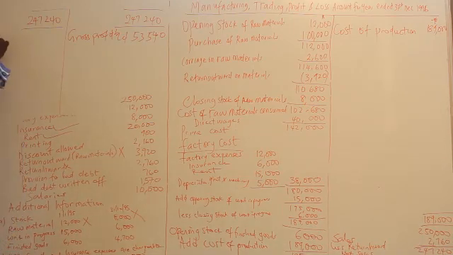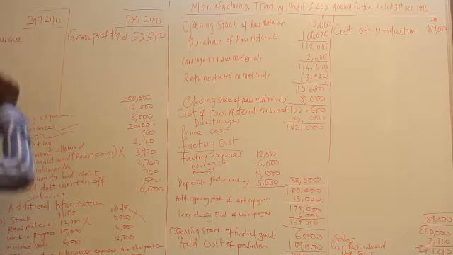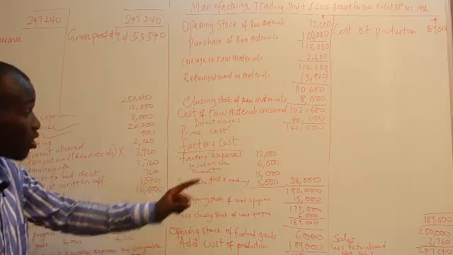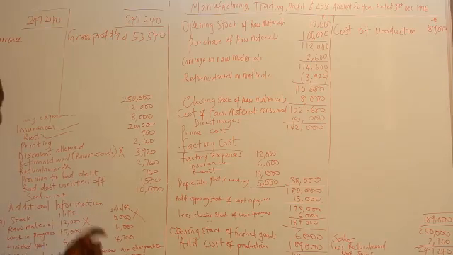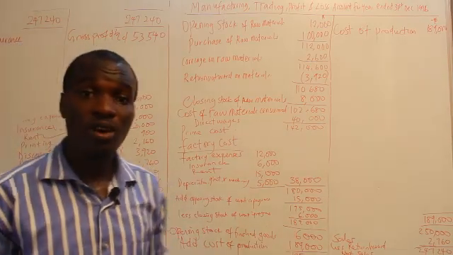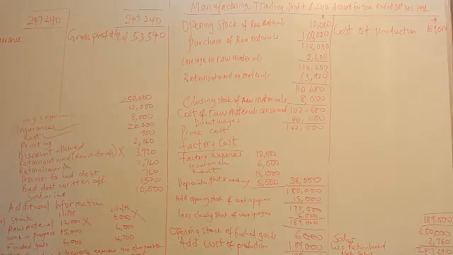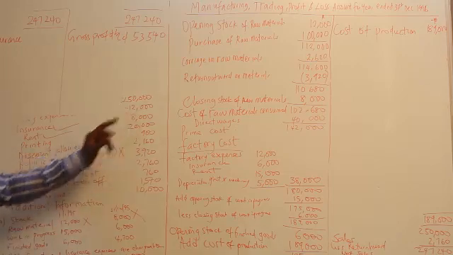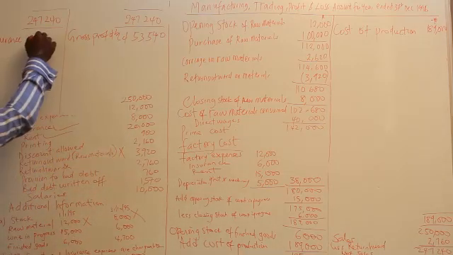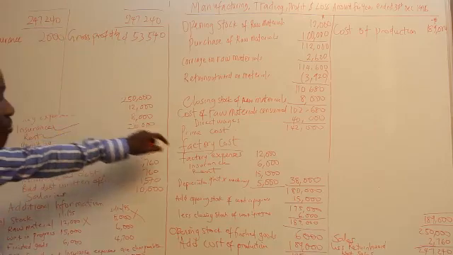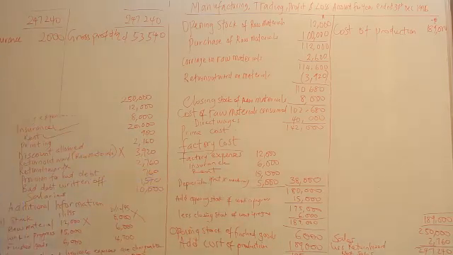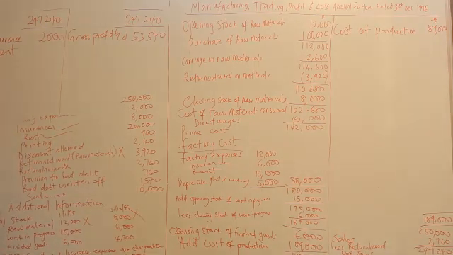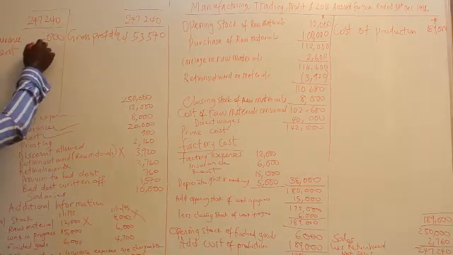So we have insurance. Factory expenses are in the manufacturing account. But for insurance, we expect that 75% has gone to the manufacturing process, so 25% will come to the profit and loss account. 75% is 6,000 naira, while the rest, 25%, is going to be 2,000 naira. 2,000 naira comes here, that is 8,000 minus 6,000. Now we have our rents. 75% has gone to the manufacturing account, and 25% comes here, which is going to be 5,000.